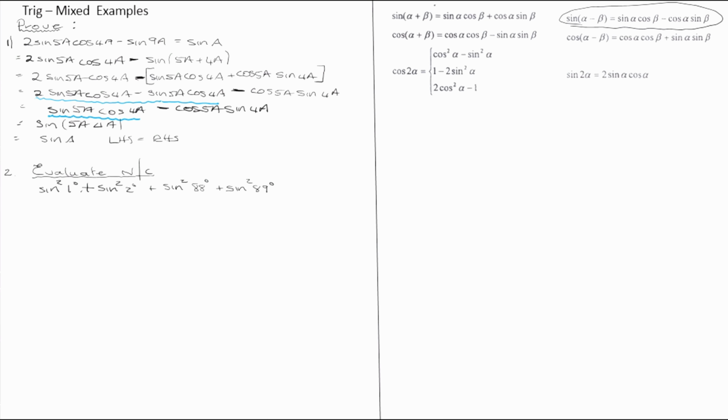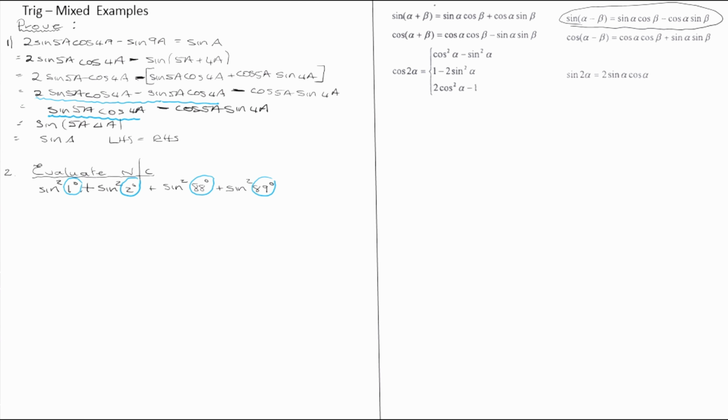Right, the next question is a non-calculator question. Sine squared 1 plus sine squared 2 plus sine squared 88 plus sine squared 89. You will notice, I hope, that 1 and 89 add up to 90, and 2 and 88 add up to 90. So I am going to use co-functions.